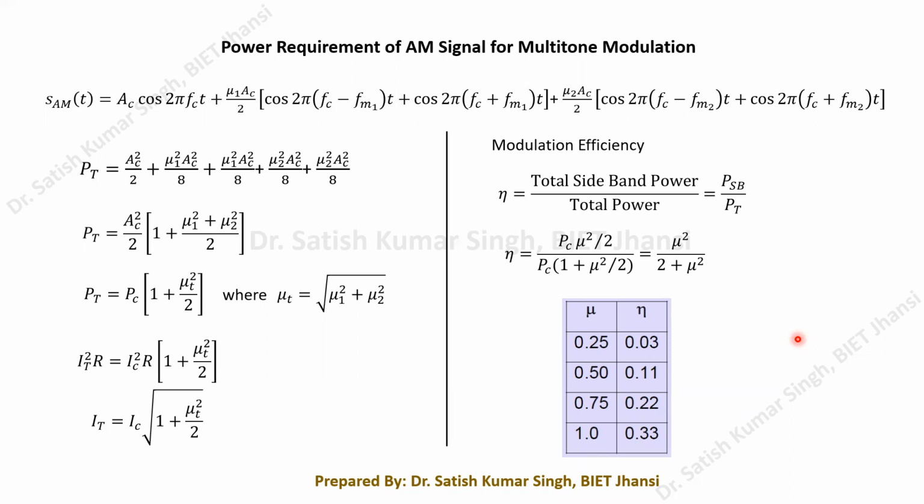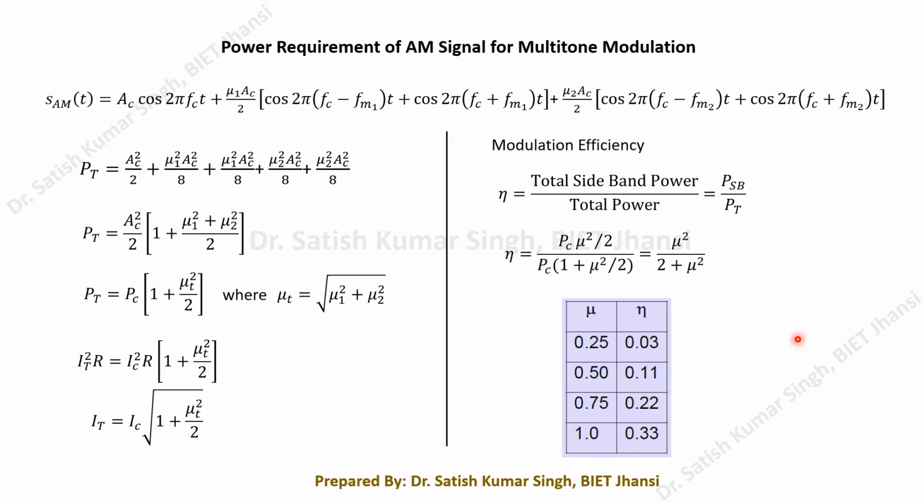Welcome to the seventh lecture of course module Communication Engineering. In the previous lectures, we have seen how to do the multi-tone modulation. And we have already seen what is the power requirement of AM signal in the case of multi-tone modulation. What is modulation efficiency? Now in this lecture, I am going to talk about how to generate the AM signal.